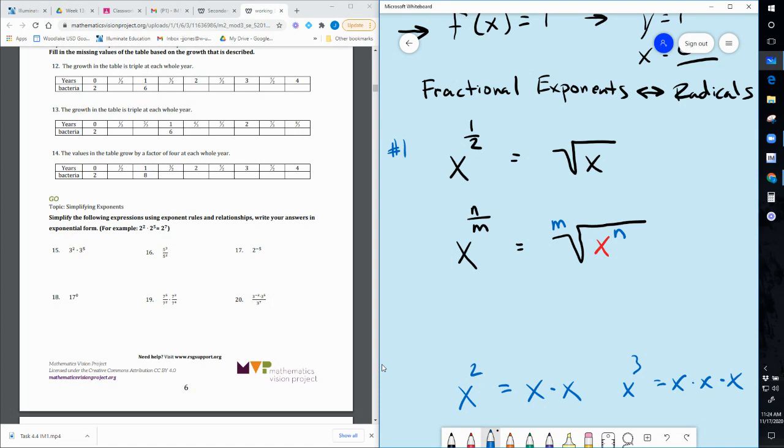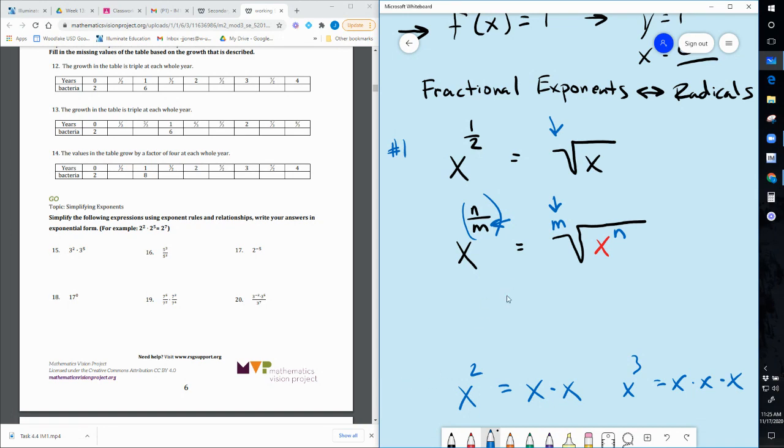The way that I like to remind students is this is called the root. Whatever goes there is your root. If it's a 2, it's a square root. If it's a 3, it's a cube root. And if you think about this n over m as a tree, the roots are always on the bottom. So the root of this always goes on the bottom, and the other number goes up top.